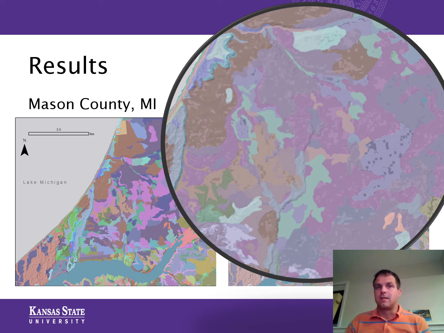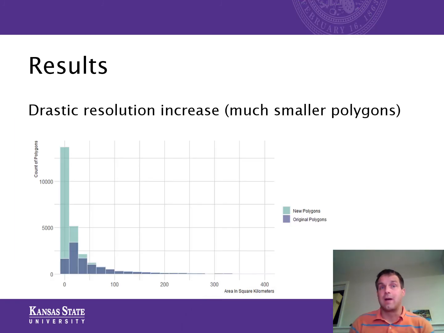Of course, the real question now becomes, what did that do to the resolution and what did that do to the accuracy? So for the resolution, we see a drastic increase in resolution, a drastically finer resolution. We have the histogram here of the original, the pre-disaggregation SSURGO polygons in dark blue, and in light green we have the disaggregated resolution, and clearly we are looking at much smaller polygons. So that's a great sign, I think.